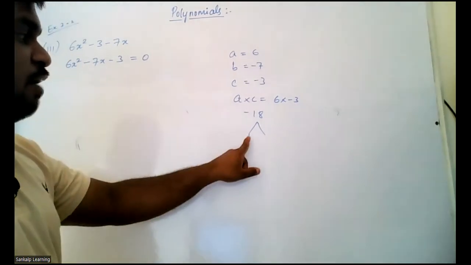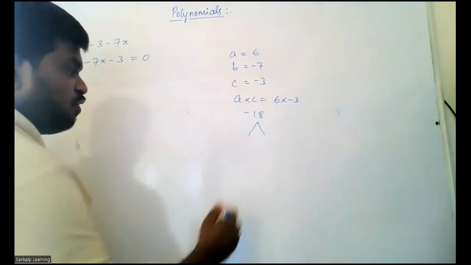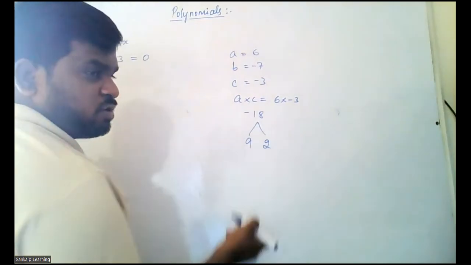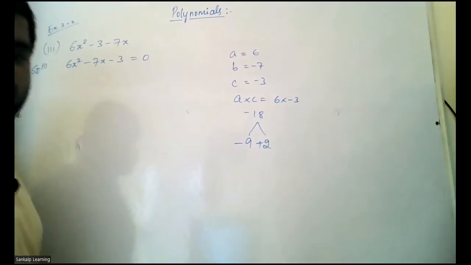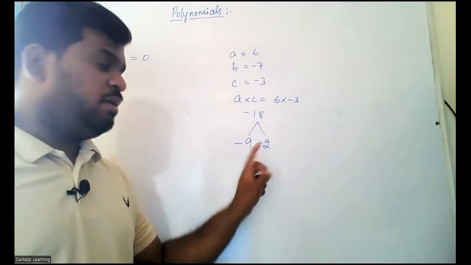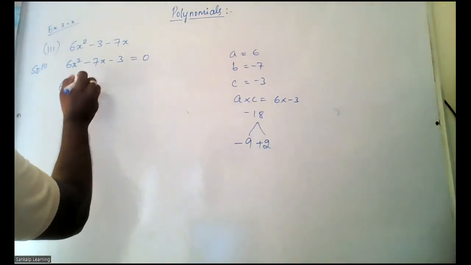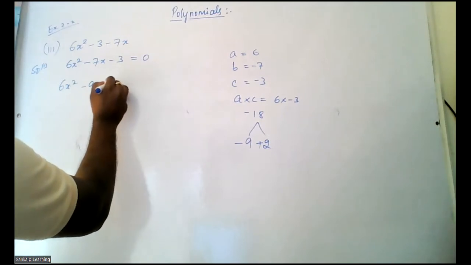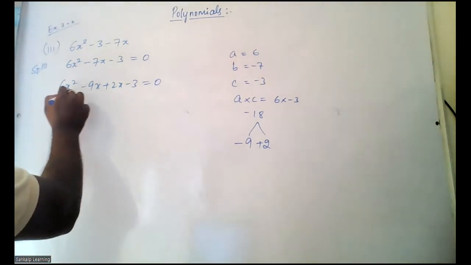I repeat it. If you multiply, you should get 18. If you subtract it, you should get 7. Therefore, the numbers are 9 and 2. 9 2s are 18. 9 and 2, if you subtract it, you get 7. You should get minus 7. Therefore, minus 9 plus 2. Okay. Minus 9 plus 2 will give you minus 7. Okay. 6x square as it is. Instead of this middle one, we have to introduce these two things. Minus 9x plus 2x minus 3 equal to 0. Now, between these two things we have to take common.